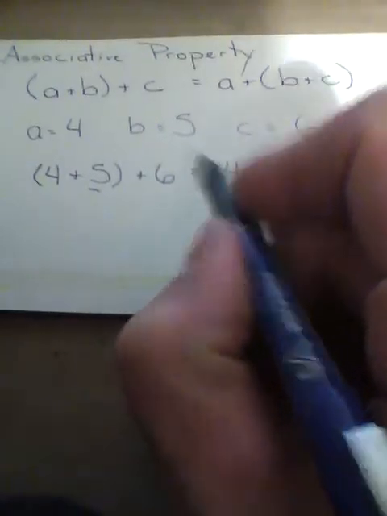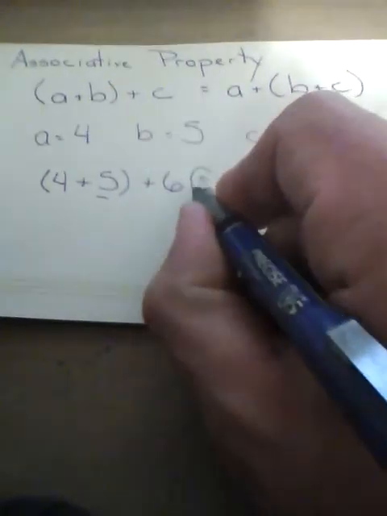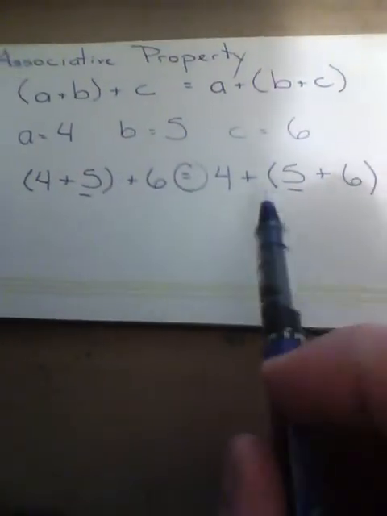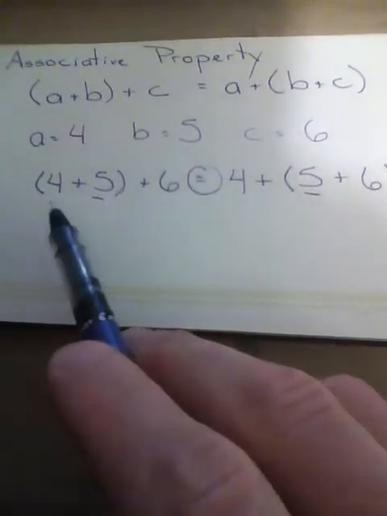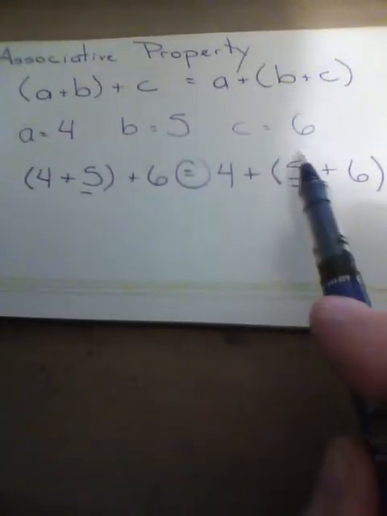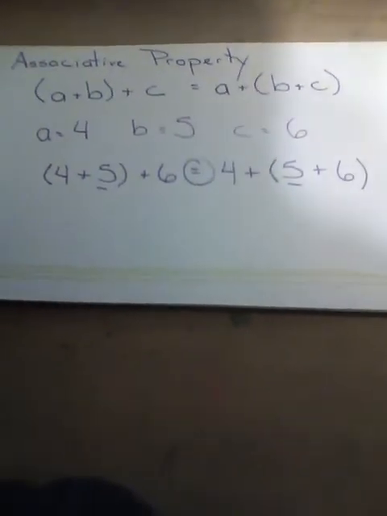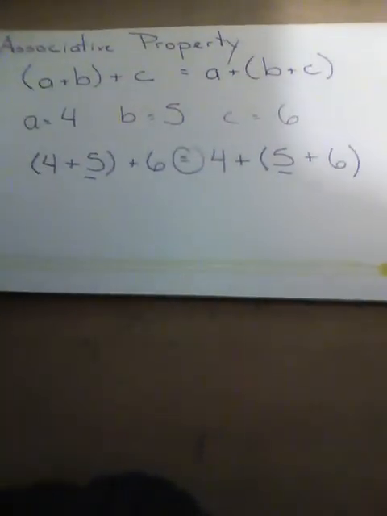I have my equal sign here. I'll circle it. That's going to separate the left side from the right side. And now again, the 4 stays in the first spot as it did over here. But now in parentheses, the 5 and 6 are associating. I hope this makes a little bit more sense with the associative property.